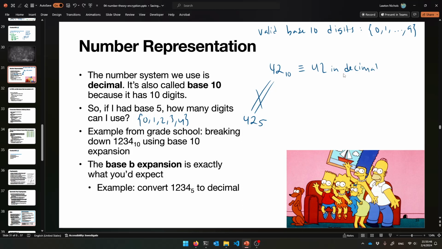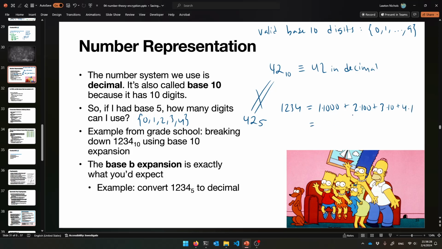By the way, if I ever gave you a number in a weird base like base 5, you can always convert it back to decimal, because that's the number system you know and love, by using the power expansion of a number. Let's do that in decimal first, because this idea that I'm about to show you generalizes to arbitrary bases. Remember how you broke down the number 1,234 in elementary school? Somebody told you that 1,234 is equal to 1 times 1,000 plus 2 times 100, the hundreds place, plus 3 times the tens place, plus 4 times the ones place.